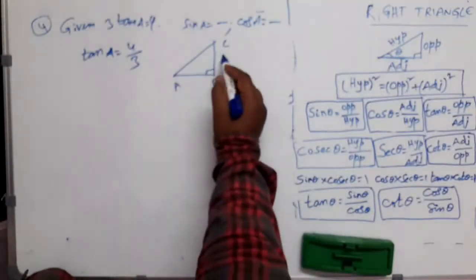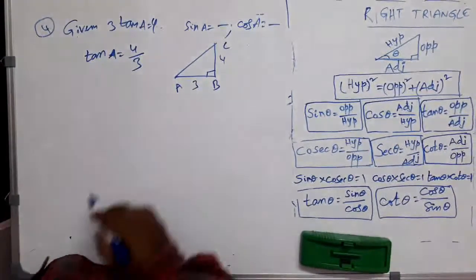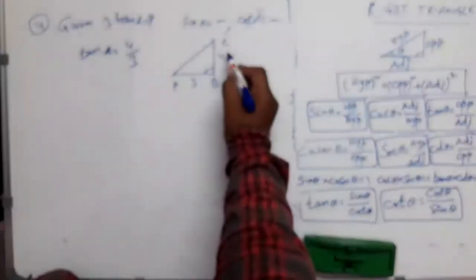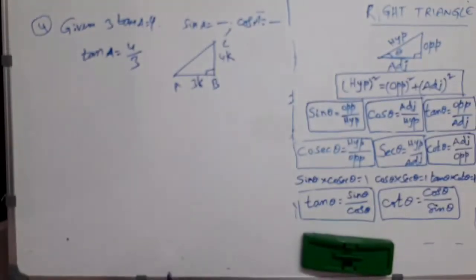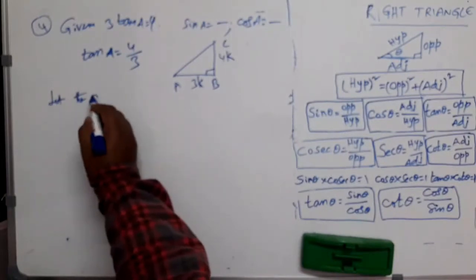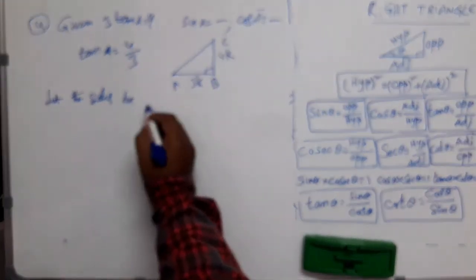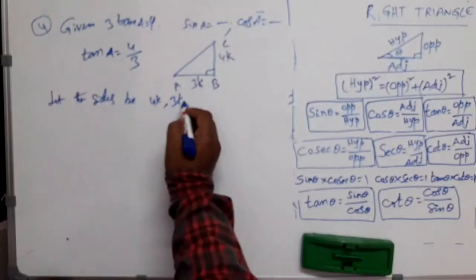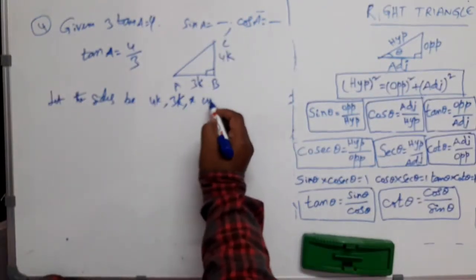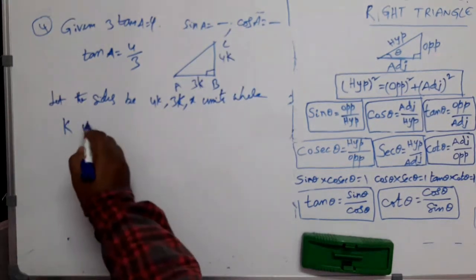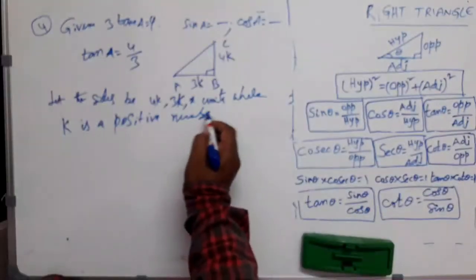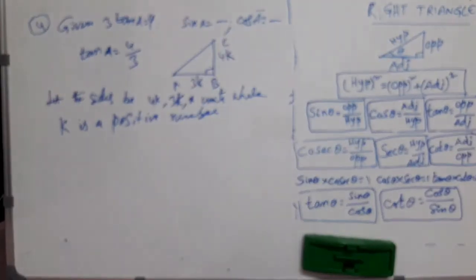So what shall we do? Don't write 4 and 3 like that as the opposite and adjacent sides. What you are supposed to take? 4k, 3k. Yes. Let the sides be 4k, 3k and x units, where k is a positive number. Right, like this.